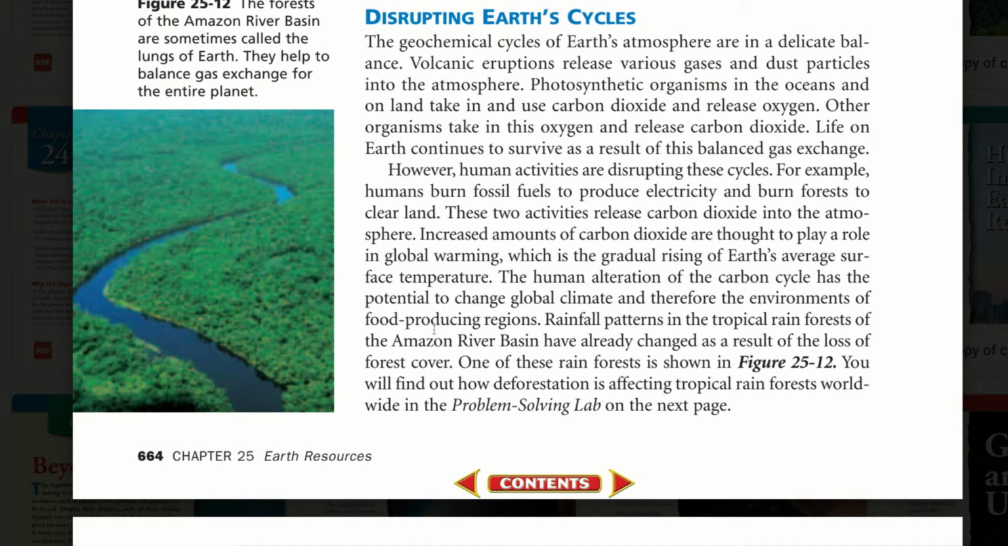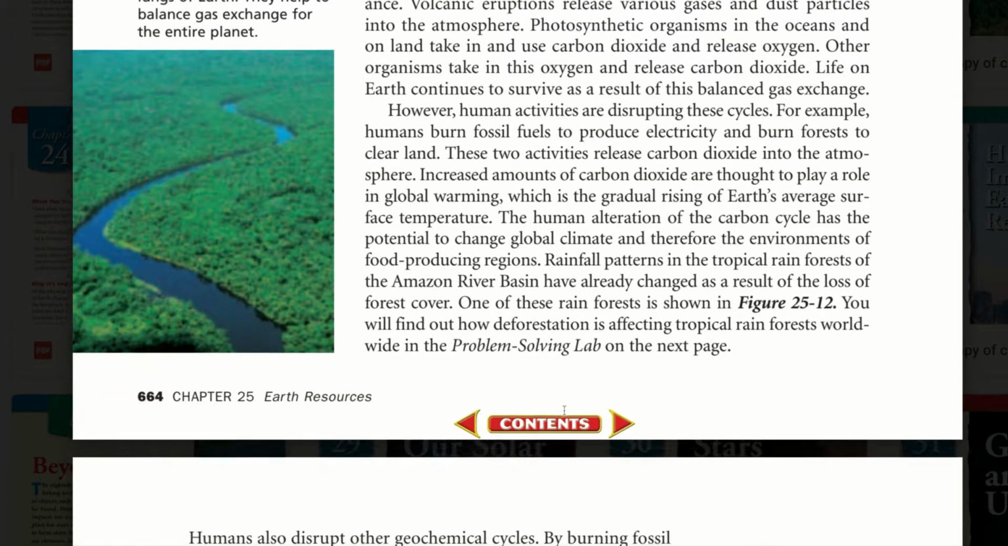The human alteration of the carbon cycle has the potential to change global climate and therefore the environments of food-producing regions. Rainfall patterns in the tropical rainforests of the Amazon River Basin have already changed as a result of the loss of forest cover. Some of these rainforests are shown in Figure 25.12. You will find out how deforestation is affecting tropical rainforests worldwide in the Problem-Solving Lab on the next page.